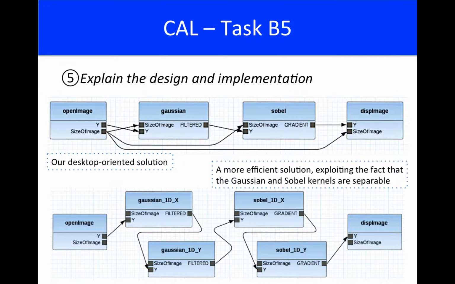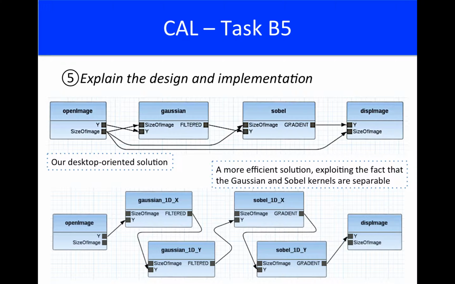To finish with this third assignment, here at the top is our final design. See how the flow first processes the input image with the Gaussian kernel and then applies the Sobel filter to obtain the edges in the picture. We believe that our design could be improved. That's why we added a second design at the bottom of this slide.